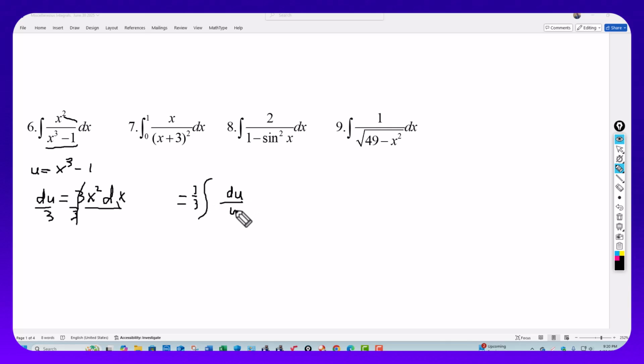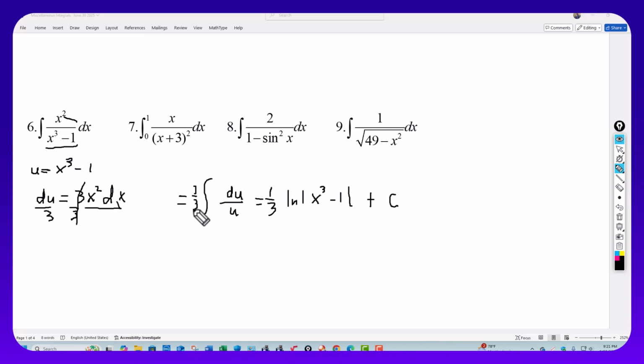And then we have the u here. So this again is going to be, still have the constant here of 1/3, and it's the natural log of the absolute value of u. But in our case, we go back to the original variable, so we just put in, instead of u, x to the 3rd minus 1, plus the constant of integration. So that's the final answer for number 6.